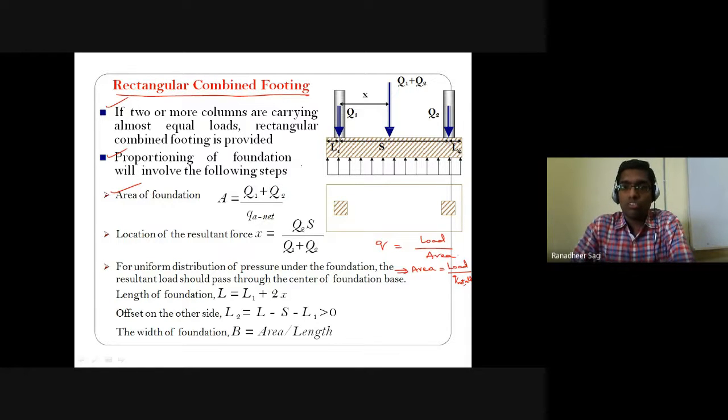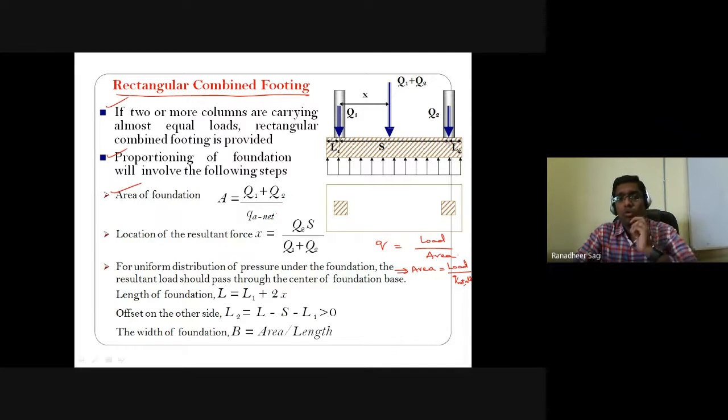What is this Q1 plus Q2 referring to? Q1 is, let's say, the load coming from column 1, and Q2 is the load coming from column 2. So Q1 plus Q2 is nothing but the resultant force expected to be transferred through your footing onto the soil, the total resultant force from column 1 and column 2. That's nothing but Q1 plus Q2. So the total load Q1 plus Q2 is what you want to transfer through that rectangular combined footing, and the net allowable pressure or net allowable capacity of that particular soil is Q net allowable, or Q_a net, the other way I can write it. So once I know that, I know the area of the foundation.